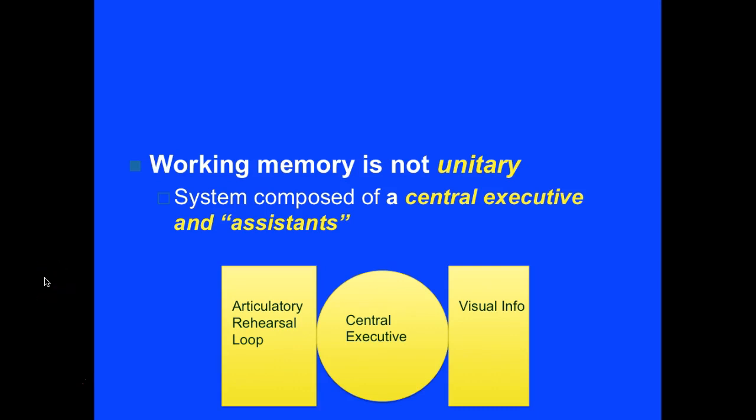It occurred to him that there are some kinds of memory tasks that are easy to do in a dual task situation. A dual task situation is when you're doing 2 tasks at once. And there are other kinds of memory tasks that are hard to do in a dual task situation. So let me give you an example.